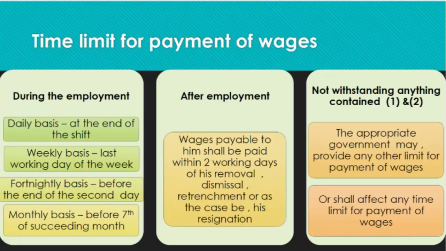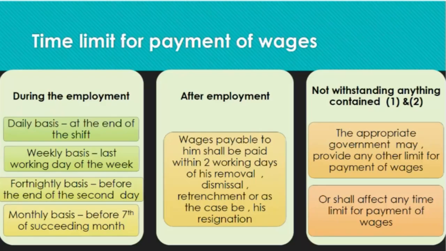Monthly basis, the 30th or 31st, that is the last working day of the month, the wages become due. But again we get 7 days time, so by the 7th of the next month we have to pay the wages. This is the time limit for payment of wages. If a person is resigning or retiring, within 2 days from the date of his removal, dismissal, retrenchment, resignation or retirement, as the case may be, we have to pay whatever is his due.